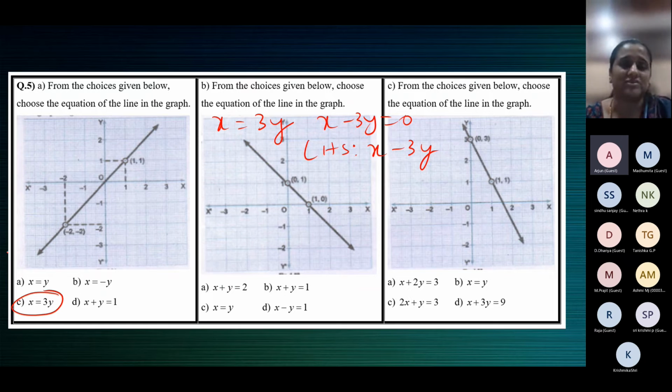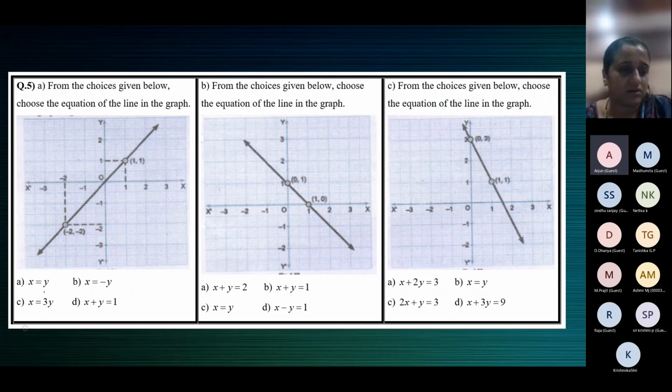What should I do with this? Take any point on this line. Maybe you can take this point, -2, -2. Take any point on that line. I'm taking this one, x minus 3y is equal to 0. I'll take a point that lies on this line. You can take this one also. I'm taking this -2, -2. X is -2. Y is also -2.